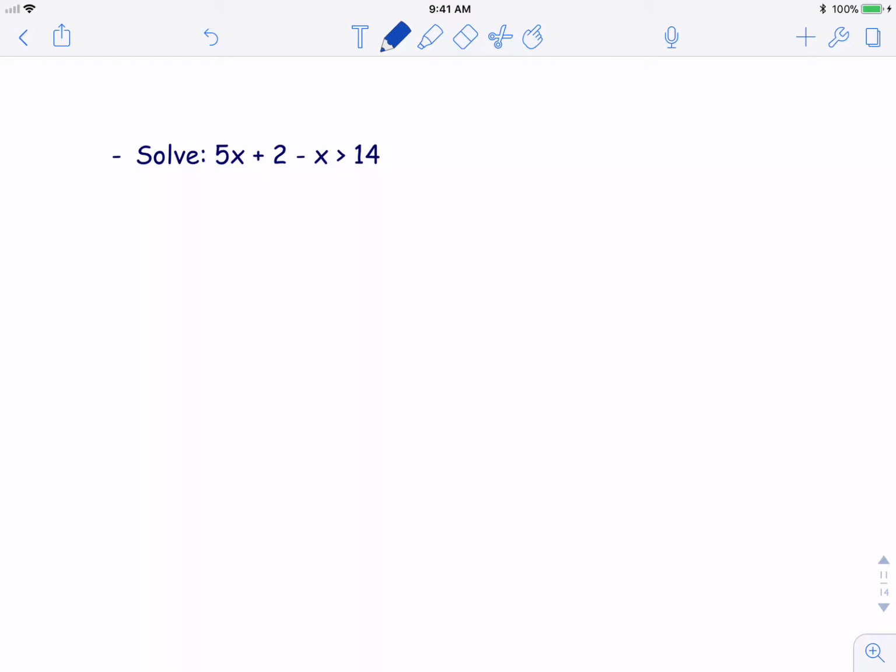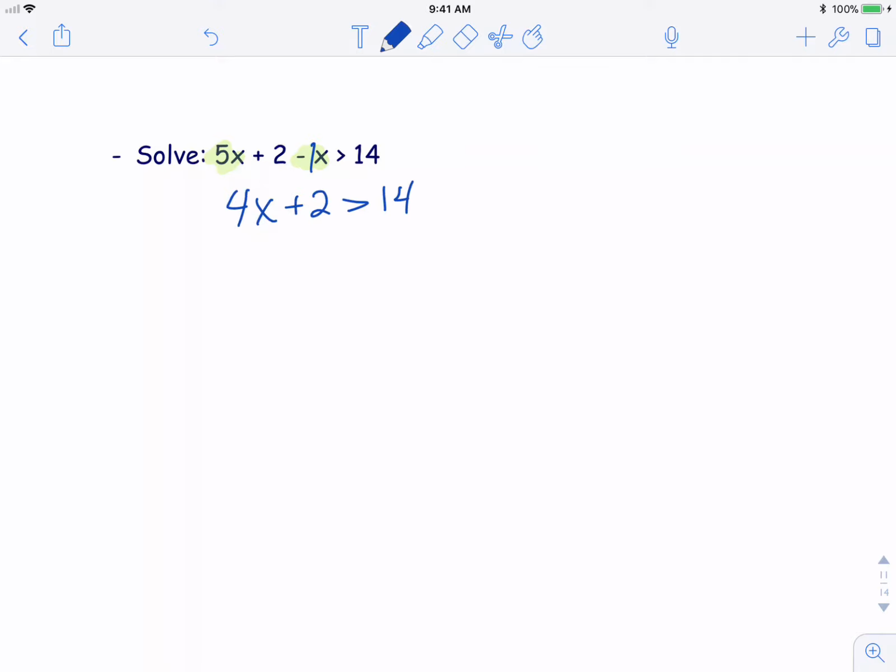In this example, you can see that we have a 5x and a negative x on the same side of the inequality sign. So just as we were able to combine like terms on the same side of the equal sign, we are able to do the same thing here. So 5x minus x, remember this is like saying minus 1x. Once I combine those, I'm left with 4x. Then I'm still left with a positive 2, a greater than sign, and a 14.